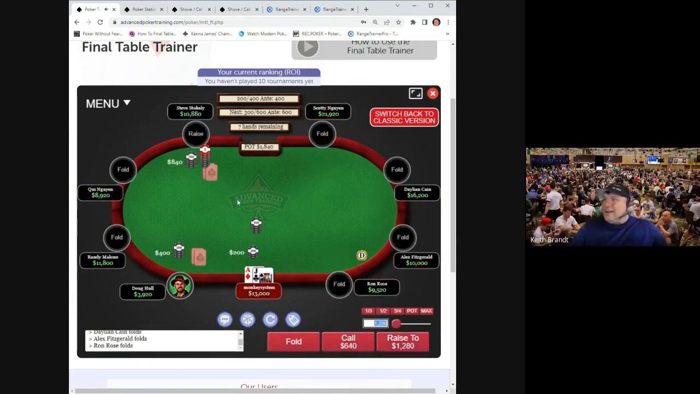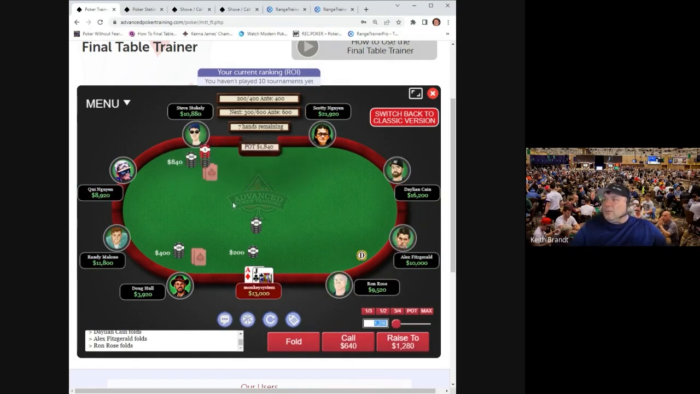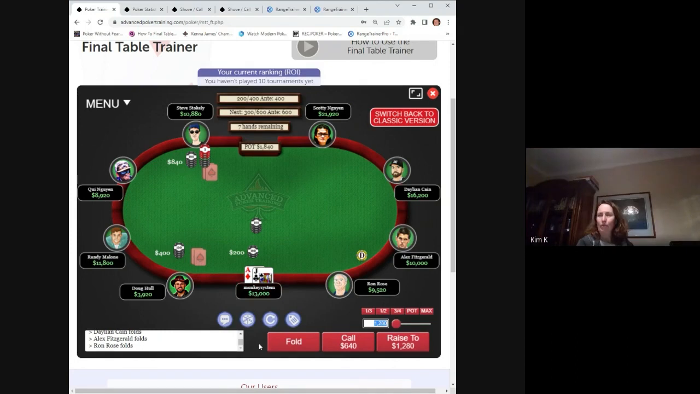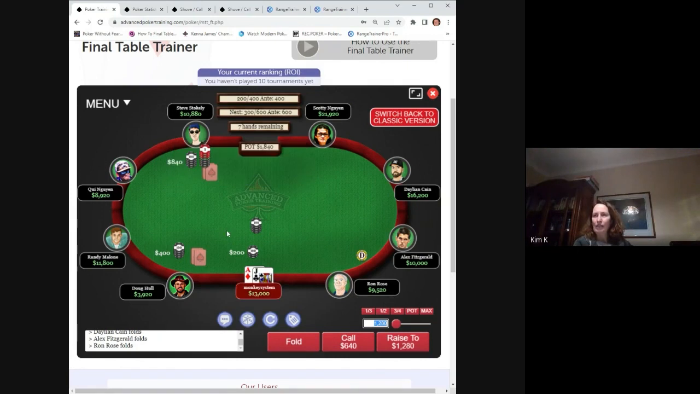All right. And now the guy that we're just a little bit ahead of, we're in the small blind. What do we want to do with this, knowing that we're going to be out of position? Go over his stats again. He's tight, 17%. Yeah, 17, but only 7% raising. That's pretty tight.